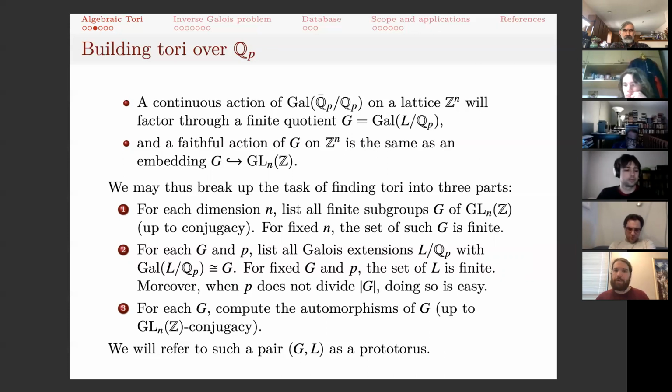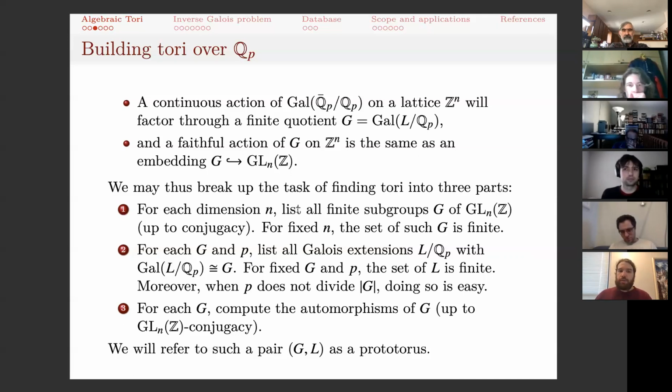So we can break up the task of finding all these tori into 3 parts. For each dimension n, we can first list all of the finite subgroups of GL_n(Z) up to conjugacy. Up to conjugacy is going to translate into being up to isomorphism on the torus side. And for fixed n, the set of such subgroups is finite up to conjugacy.